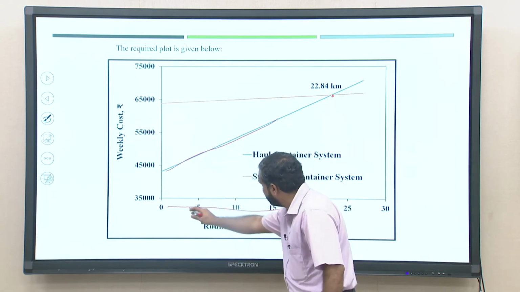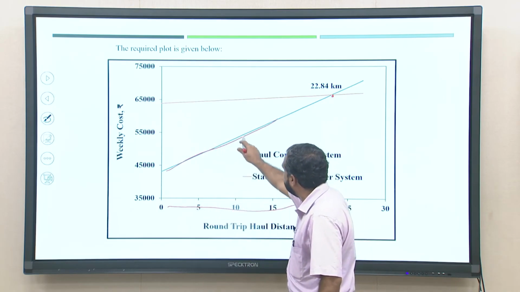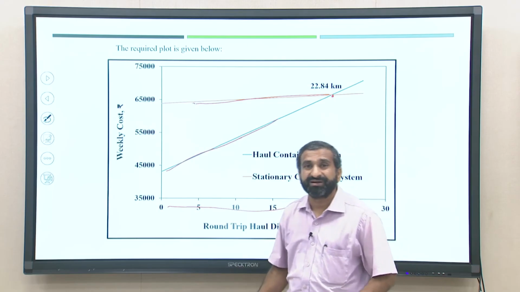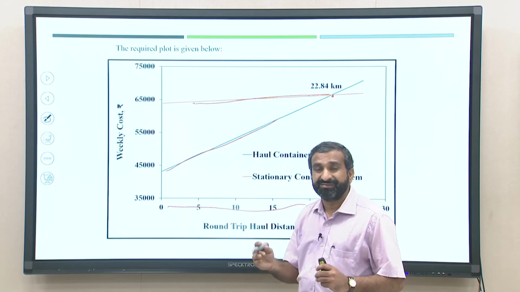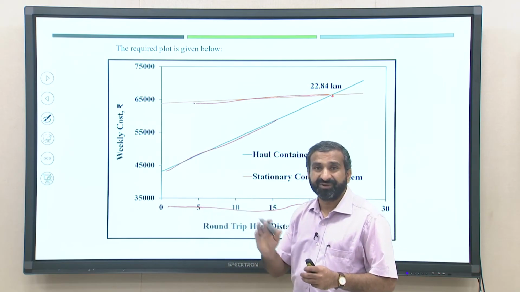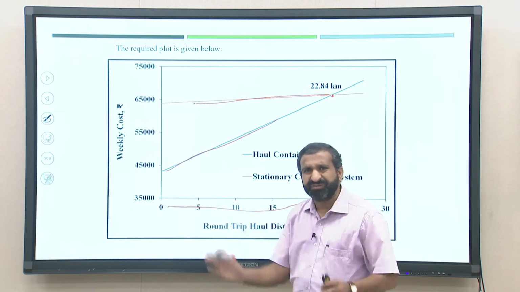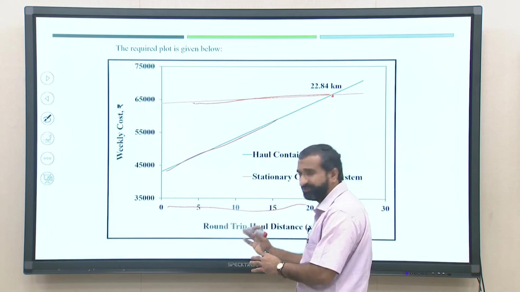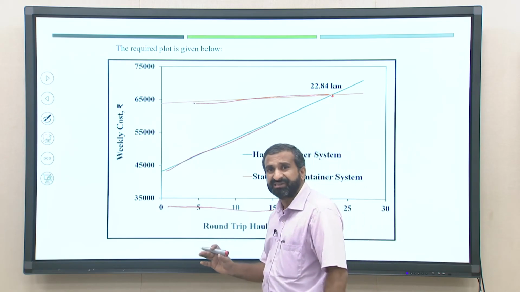But for the smaller distances like 5 kilometer, 10 kilometer, the cost was very low. But if you compare with the stationary container system, for the smaller distance itself it has a very high cost, but with the distance it is not changing. Okay, there is not much change. That is what most of the developing countries follow. Whether it is a stationary container system or hall container system is very difficult to finalize. But I think most of the developing countries follow the stationary container system.